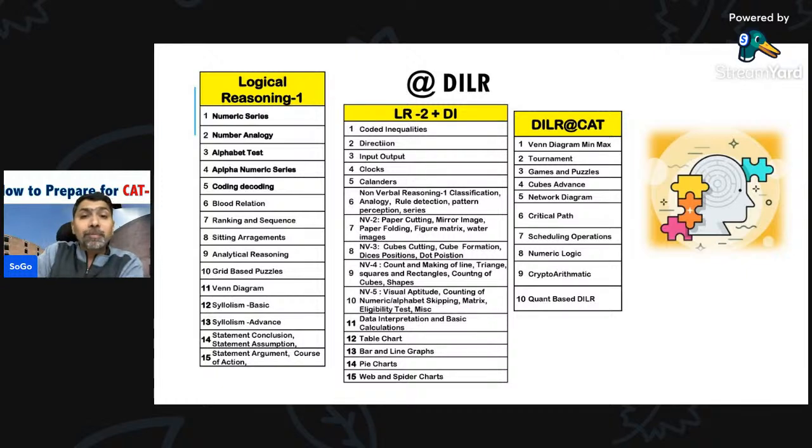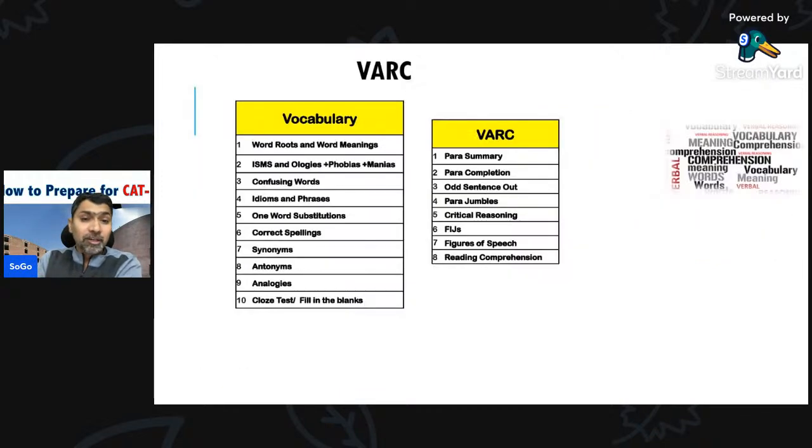So what are the main topics there? The topics are your Venn diagram with minimum, maxima, tournaments, games, puzzles, cubes, network diagram, critical path, scheduling, operations, numeric logic, crypto arithmetic, and there can be questions which are quantitative aptitude based applications, like permutation combination questions, your TSD question, which will be used in your DILR. So this is broadly the syllabus as we have talked about.